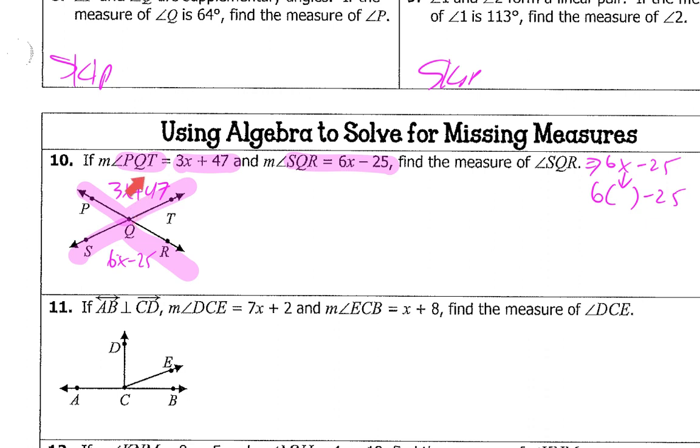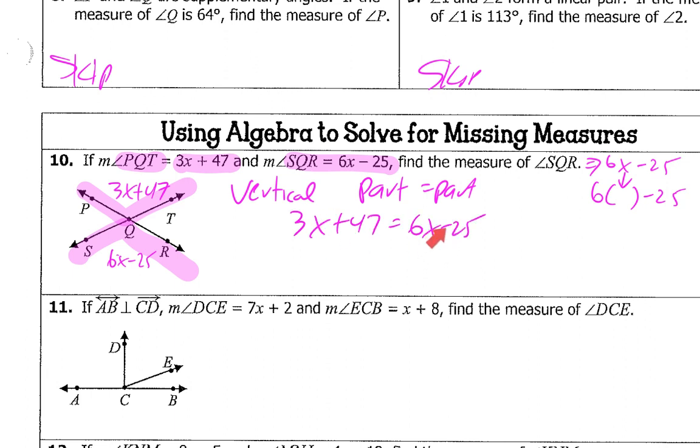Well, how do we do that? We need to make an equation involving x. Well, what do we know about this and this? These are both vertical angles, right? So what do we know with vertical angles? We know that part equals part, right? So let's set it up and solve. We know this equals this, so let's set that up. We're going to say 3x plus 47 equals 6x minus 25.